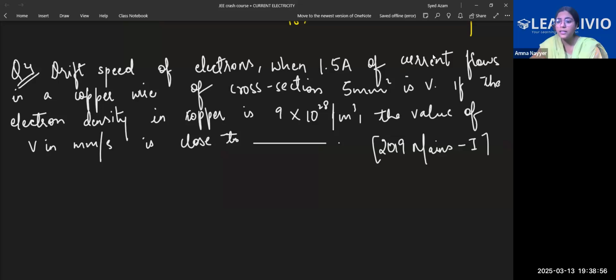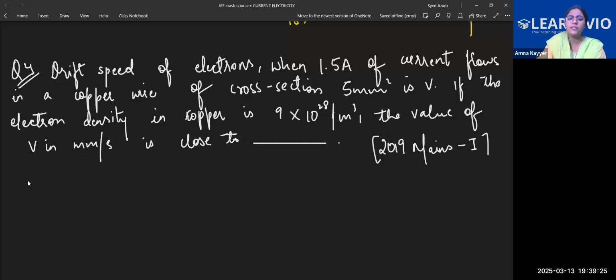What's the value of current that is given? 1.5, right? This flows in a copper wire of cross section 5 millimeter square is V. So area is given. What all things we have? Area is given, current is given, and drift speed, this is put as V. So if the electron density in copper is 9 into 10 to the power 28, number density of electron N also we have, the value of V in millimeter per second.